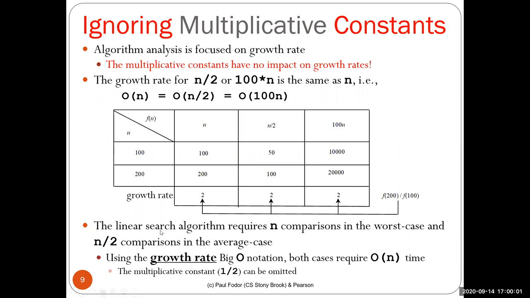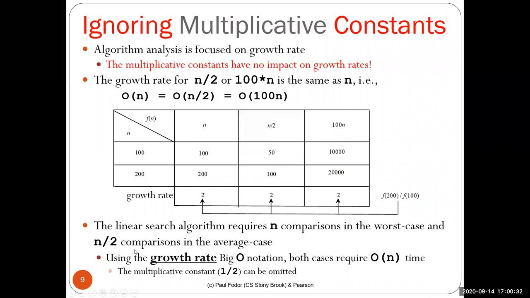In the case of linear search, the algorithm that we saw before, it requires n comparisons in the worst case and n over 2 comparisons in the average case. So basically the same big O notation applies in both cases. The growth rate is the same, no matter if you're looking at the worst case or the average case, it's still O of n, because that multiplicative constant can be omitted.